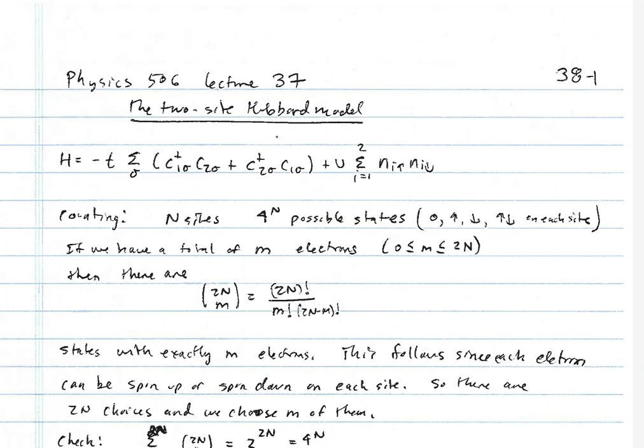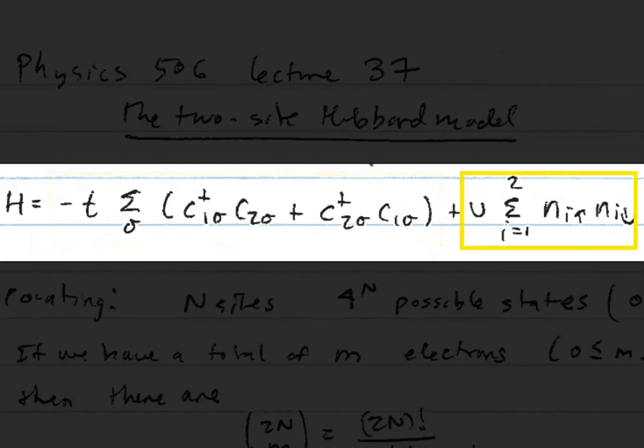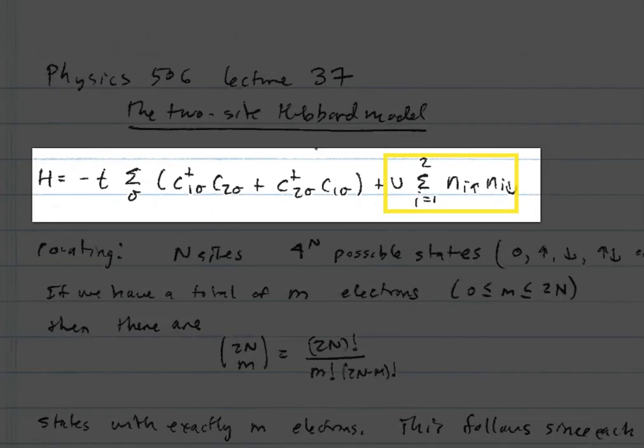So let me remind you what the Hubbard Hamiltonian is. The hopping term is minus t times the sum over spin of c dagger 1 sigma c2 sigma plus c dagger 2 sigma c1 sigma. You can see we counted the nearest neighbor pair 1, 2 once. There's only one nearest neighbor pair in the entire lattice because the lattice only consists of two sites. And so that is the hopping term. And then the interaction term is the sum i equals 1 to 2 of n_i up, n_i down multiplied by U. And you can see there are two terms there. It's n1 up, n1 down plus n2 up, n2 down.